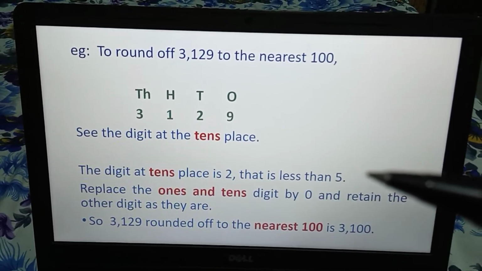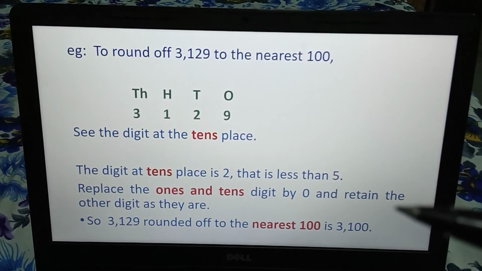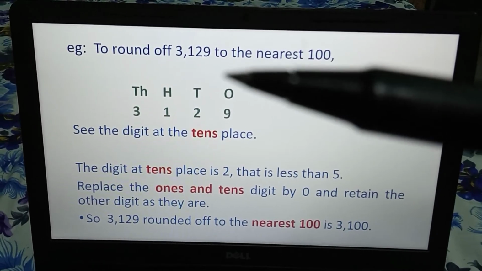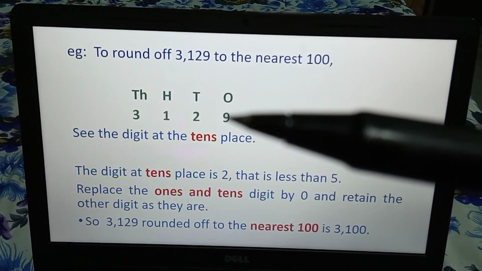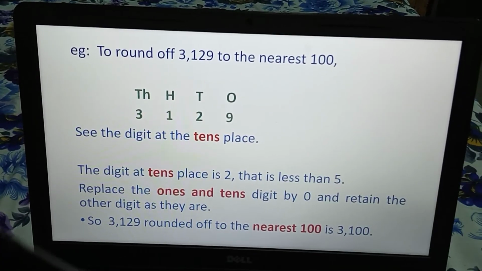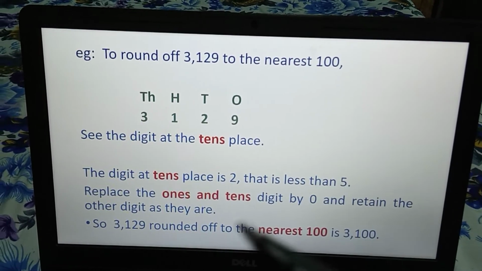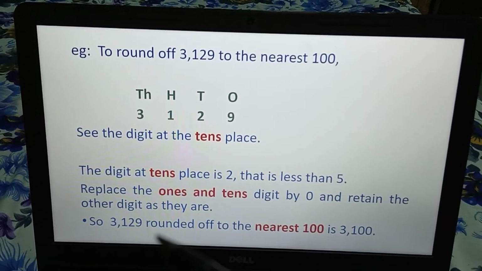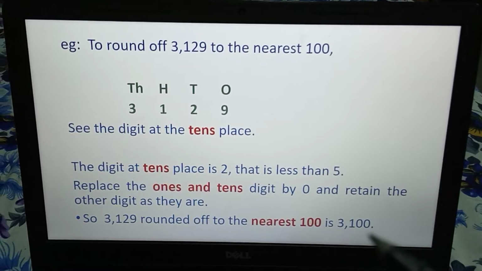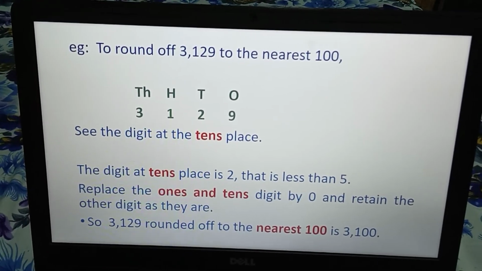The digit at the tens place is 2. That is less than 5. So replace the ones and tens digit by 0 and retain the other digits as they are. So here the ones and the tens place will become 0, 0. Okay. So our rounded number will be 3, 1, 0, 0. Clear? So when we round off 3129 to the nearest 100, our answer is 3100. That is 3100.